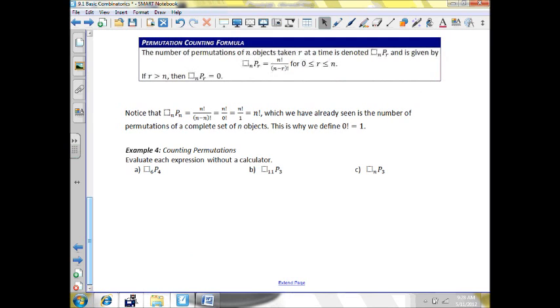Notice, though, that if n is the same, we'll have n factorial over 0 factorial, which is really n factorial over 1, which is equal to n factorial, which you've already seen is the number of permutations of a complete set of n objects. That's why we define 0 factorial as 1. That's one big thing that we need to remember. This might be helpful also on the ACT or SAT to know that 0 factorial is actually equal to 1.